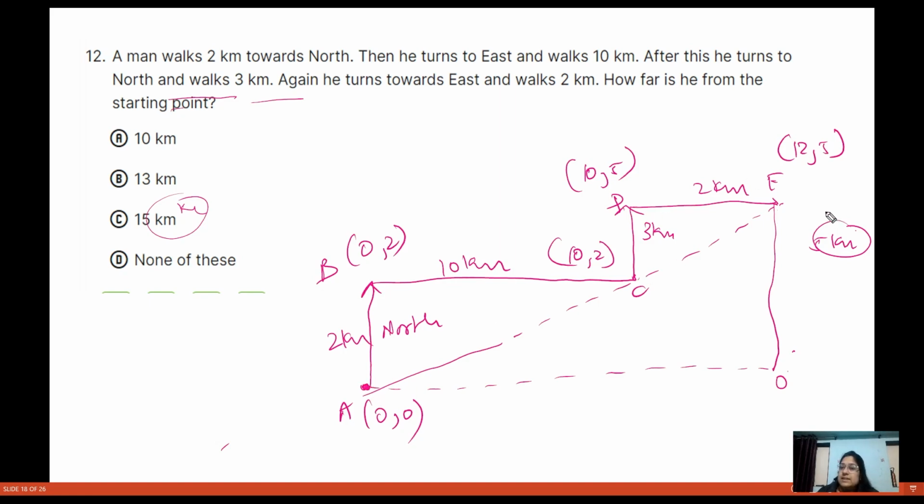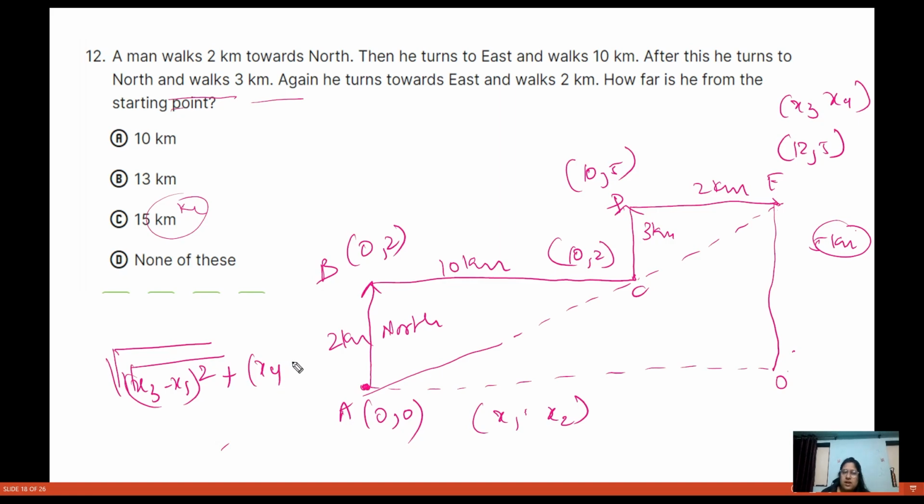Now, distance between 2 points. Let's say this point is x1 comma y1 and this point is x2 comma y2. The distance is given by the square root of (x2 minus x1) square plus (y2 minus y1) square. So this will become 12 minus 0 whole square plus 5 minus 0 whole square. So this is becoming under root 169. So that is 13. So there are two ways of doing this.